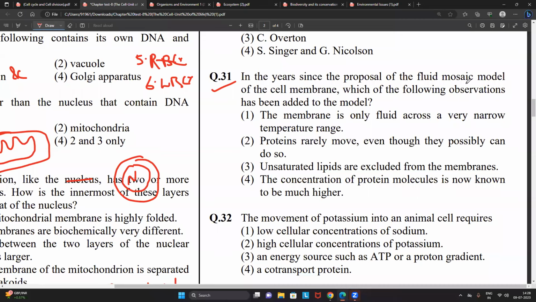In the years since the proposal of the fluid mosaic model of the cell membrane, which of the following observations has been added to the model? They're asking which is added. It's a simple statement, but a logical statement. In the years since the proposal of the fluid mosaic model of the cell membrane, which of the following observations has been added to the model? It's a good question. Narayani said 4.